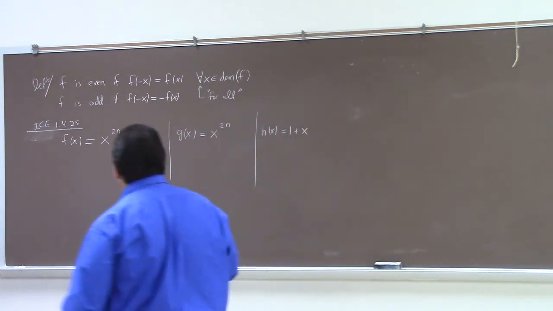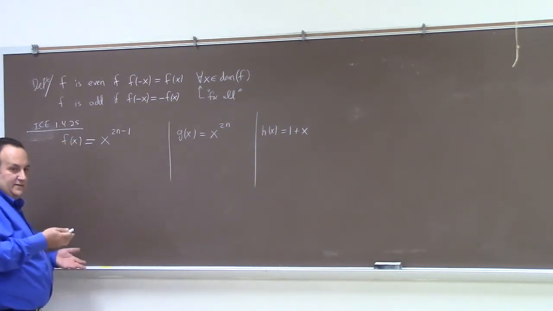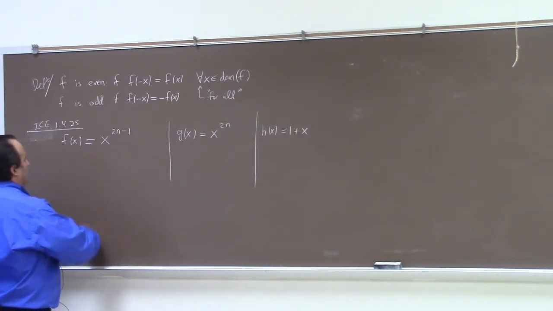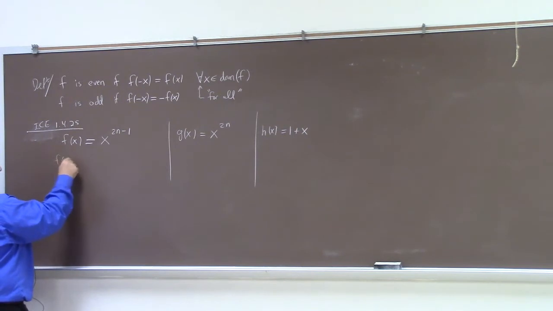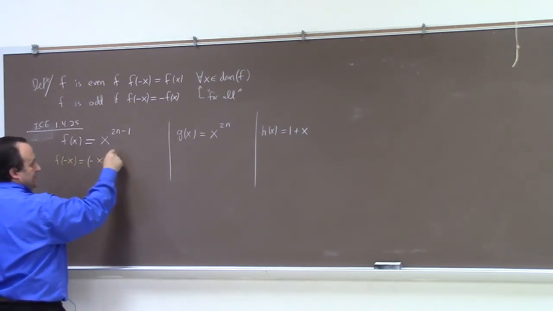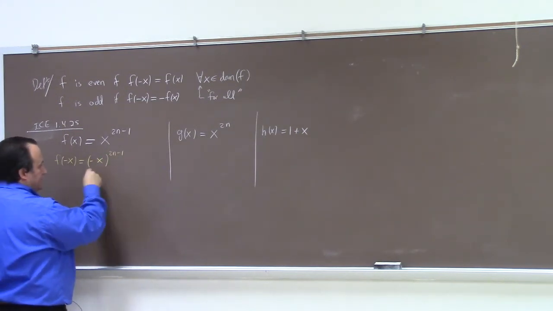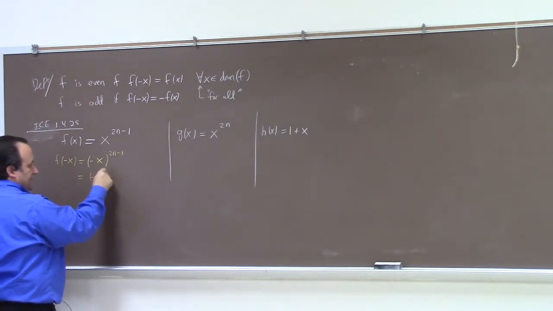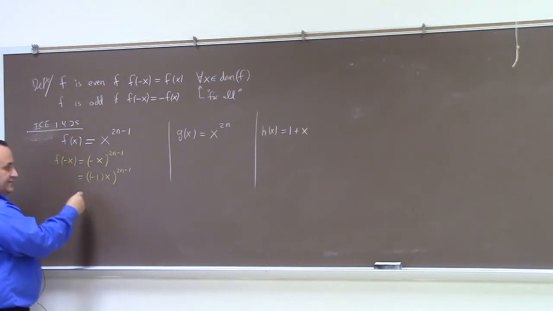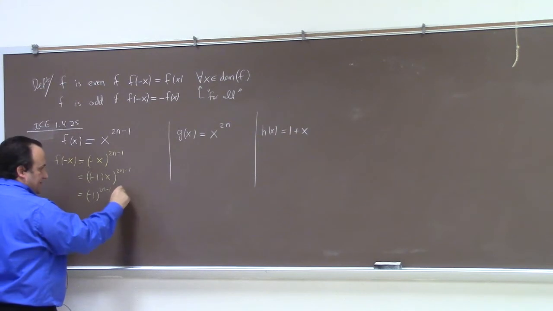So how do we check if it's even or odd? We try to evaluate the function at minus x and see what happens. Let's work it out. f of minus x is what? Minus x in parentheses to the 2n minus 1. Minus x is really minus 1 times x, right? So by the laws of exponents, we've got minus 1 to the 2n minus 1 times x to the 2n minus 1.